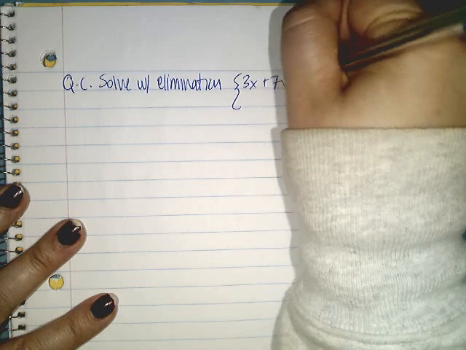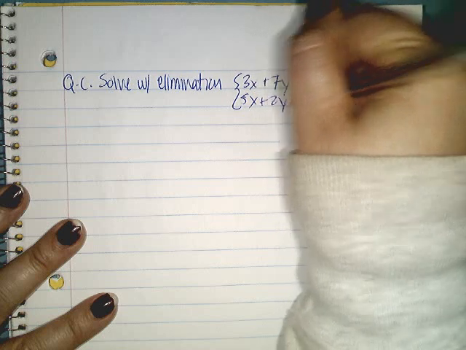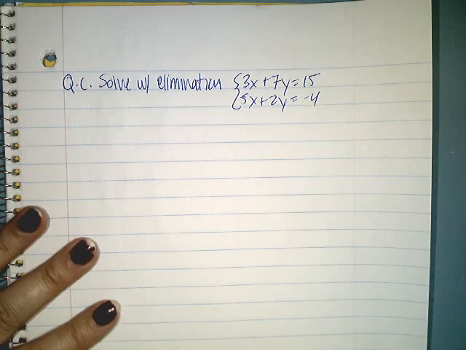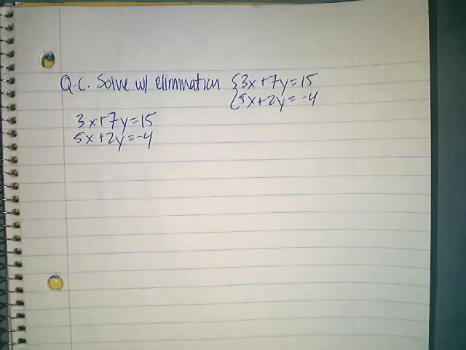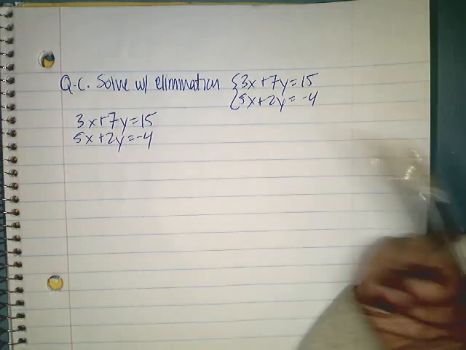So I have 3x plus 7y equals 15 and 5x plus 2y equals -4. So I'm going to rewrite both of these because I know I'm going to have to multiply them by some number to get my additive inverses. If you want to pause this and try it on your own before I follow through with it, you're welcome to do that. So I'm going to try to cancel my y terms this time just to mix it up.